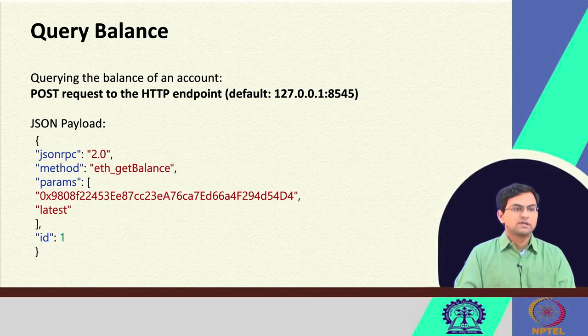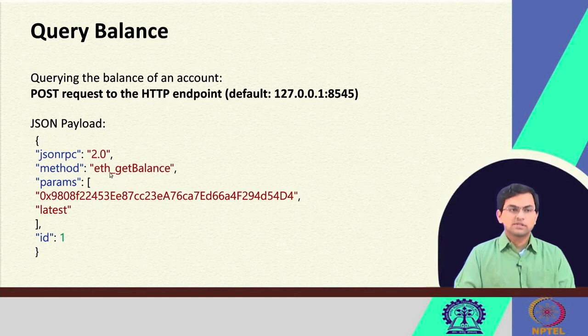So, it will have JSON RPC version, which will be 2.0 almost always, and then the method would be eth_getBalance. Depending on the type of the query or the type of the transaction we want to do, this method will keep on changing. Here we want to query the balance of an account, and according to that we have stated this method.